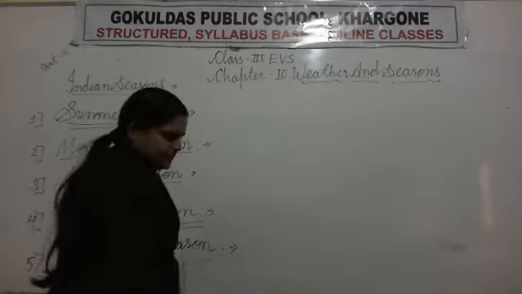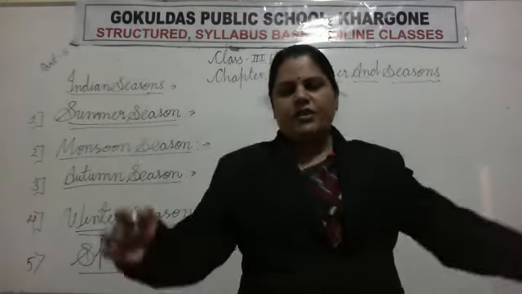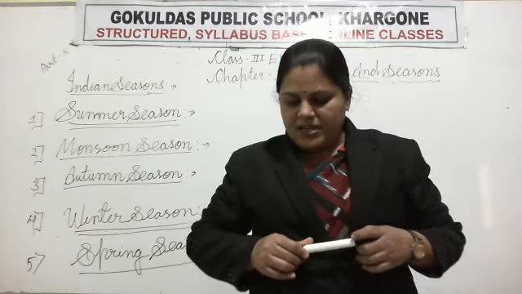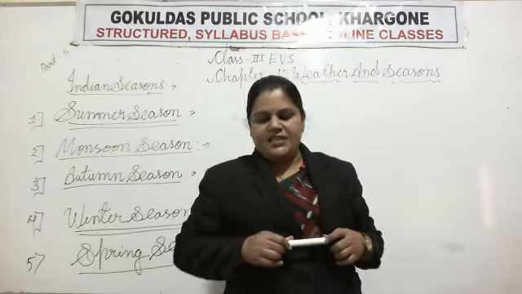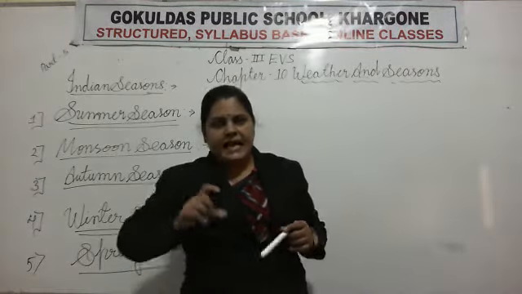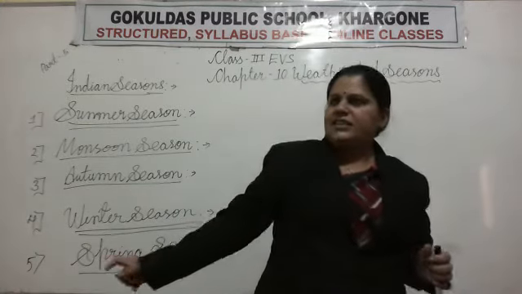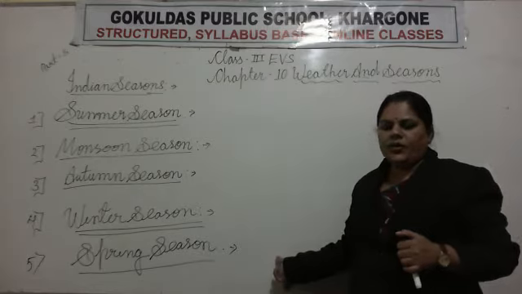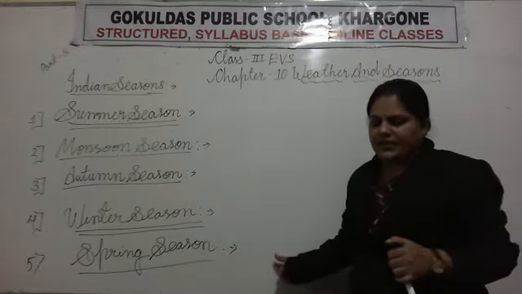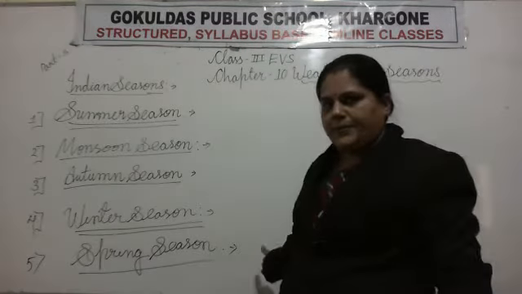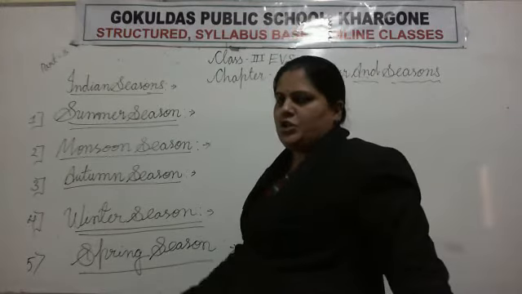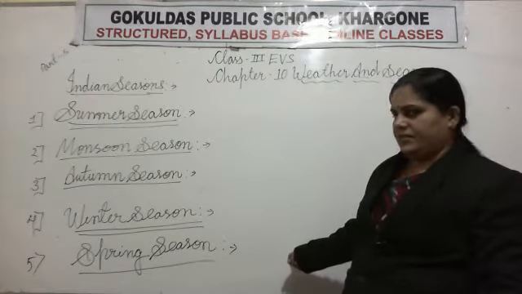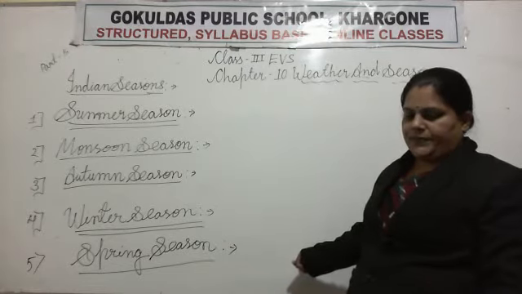Spring season. Okay, so whatever is written in the book, first I will read. February and March are the months of spring season. The time period of this season is very short. Only in the months of February and March does this season remain. These two months only. Right?